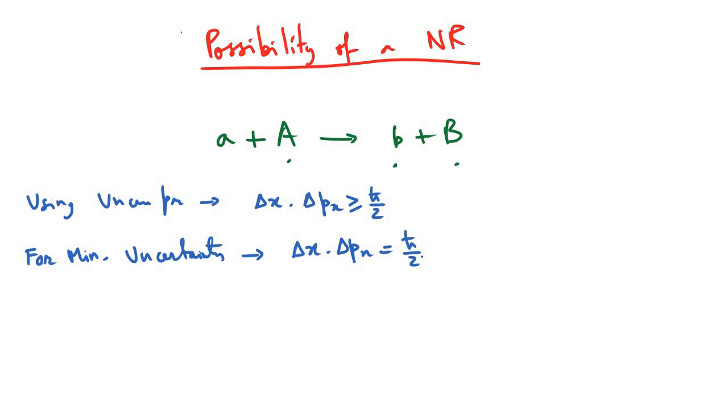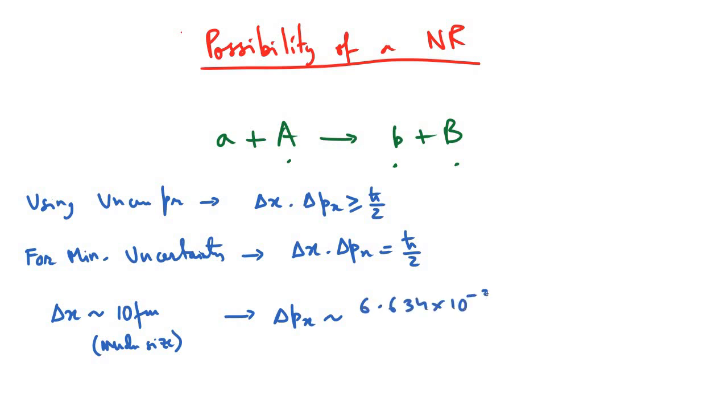Fine. Suppose we want to decrease this delta x, then of course px will be increased. Now let us assume that delta x is of the order of 10 fermi meter, the nuclear size. Then you can do this estimation yourself, that delta px is of the order of, you can check for yourself that you get these results.